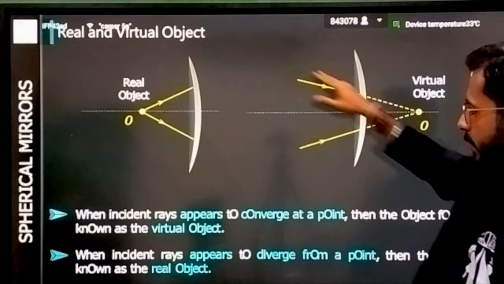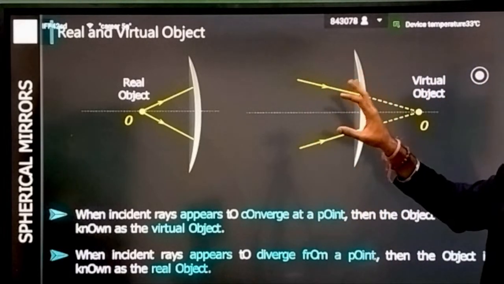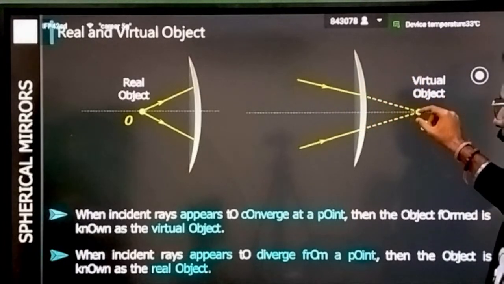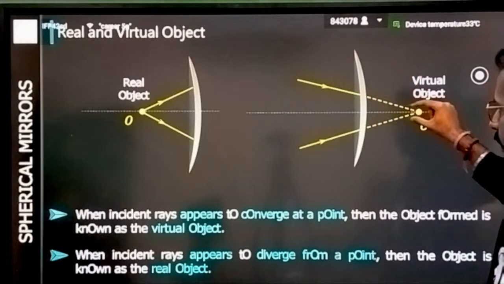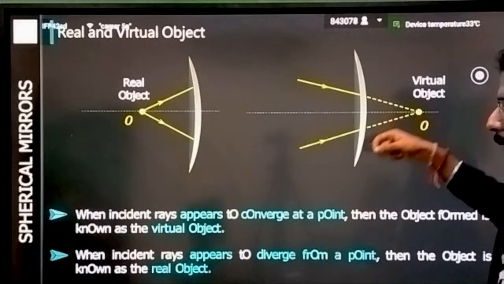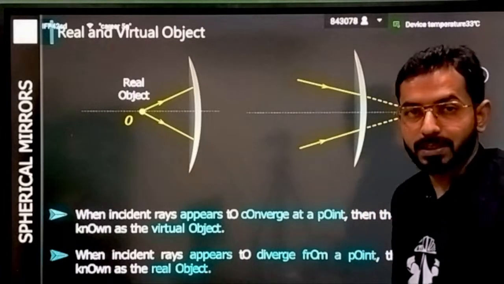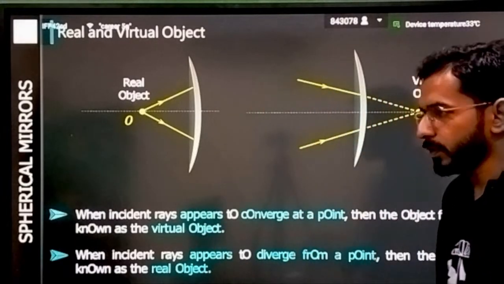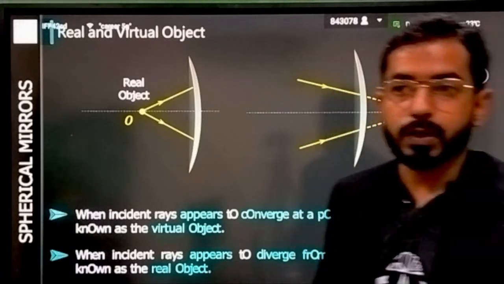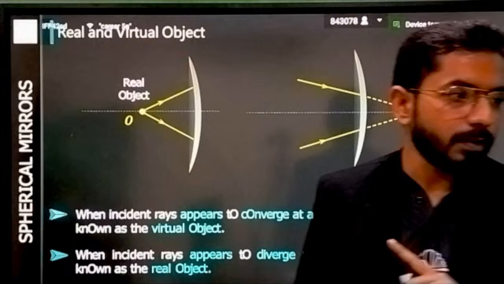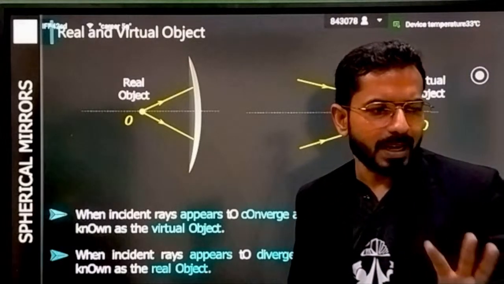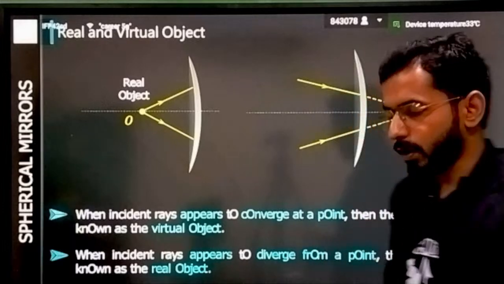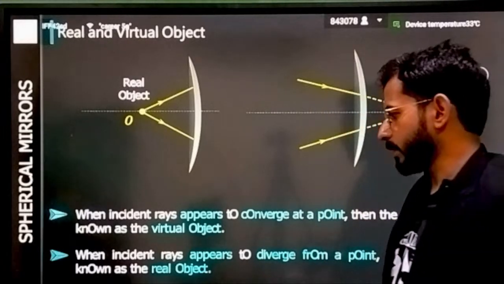Take the second case. Here you can see light rays are coming from some distance that is not clear. It only appears to be converging at this point, it is just appearing to get converged. So that's why it is defined as the virtual object. When you take combinations of two mirrors, this is going to come in a lot of use. In most cases there we are going to use virtual objects also. Otherwise, very rarely will it be virtual.